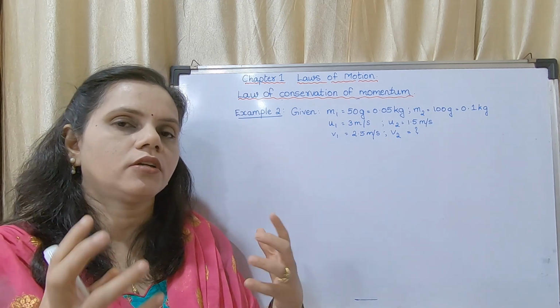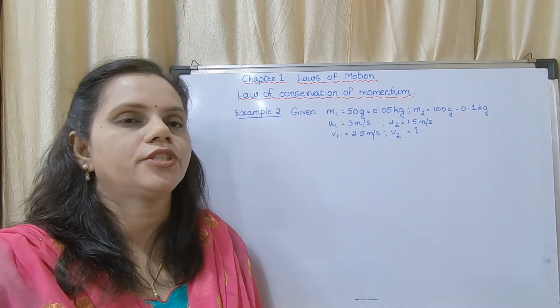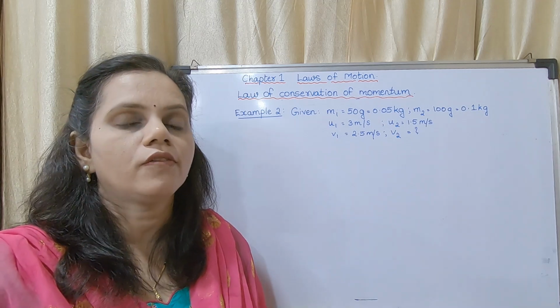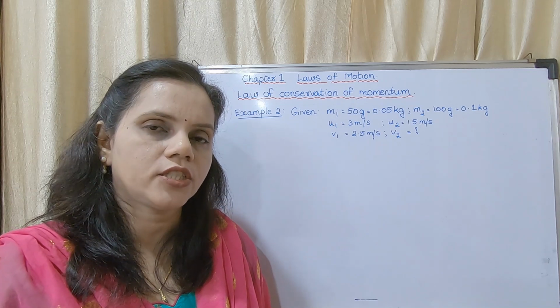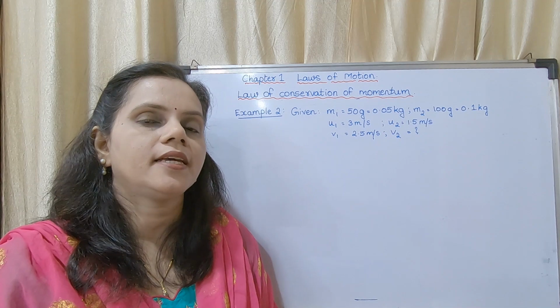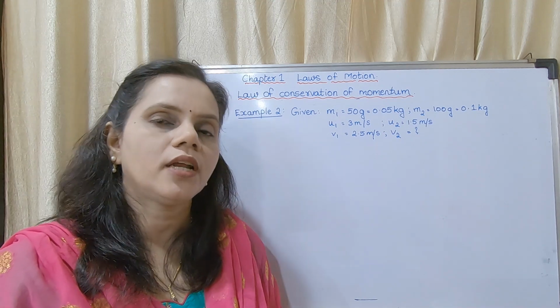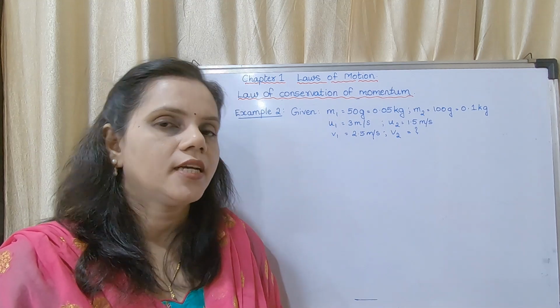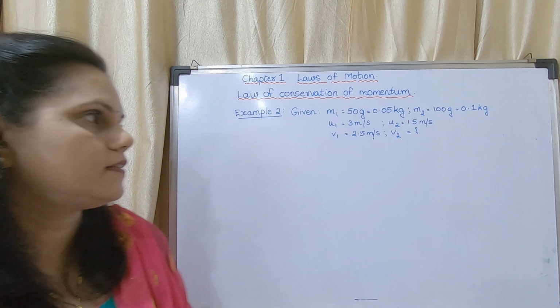Whenever there is a question on collision, you may remember that the equation you have to use is the law of conservation of momentum. What is the equation? It is m1u1 plus m2u2 is equal to m1v1 plus m2v2. That is, total momentum before collision is equal to total momentum after collision. Now we will solve the sum.